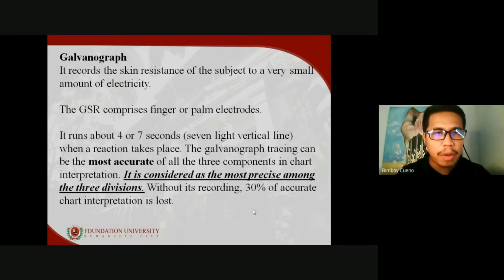The next major part is what we call as galvanograph. Galvanograph records the skin resistance of the subject to a very small amount of electricity. Ang tawag ani nga small amount of electricity as what we discussed in the previous discussion, ang tawag ani is ohms. Okay? Ohms, ang smallest amount of electricity. So galvanograph or the galvanometer will record the resistance of the skin to the ohms. And ohms is the smallest amount of electricity. The galvanograph or the GSR comprises finger or palm electrodes. It runs about 4 or 7 seconds when reaction takes place.